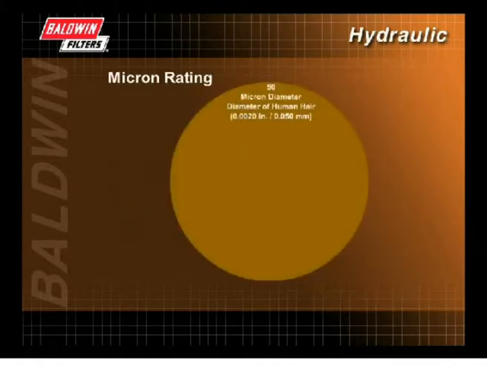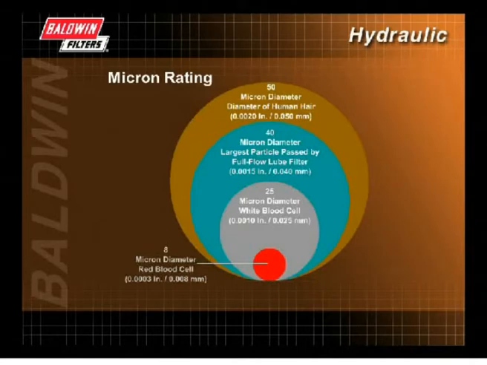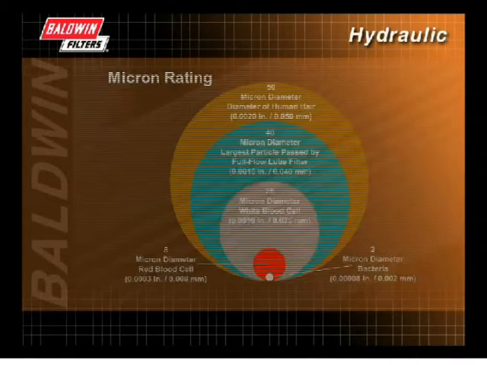A filter's micron rating is the measurement of the size of contaminant that can be efficiently captured by the filter. Filters typically trap contaminants in the 3 to 30 micron range. Though microscopic in size, these contaminants can cause extreme damage to the system. Remember, something as small as a human hair is 50 microns.